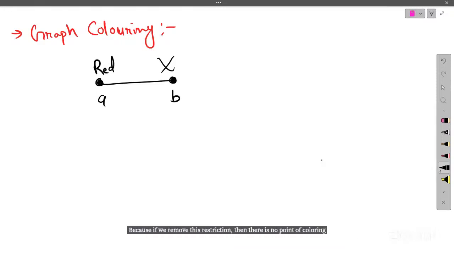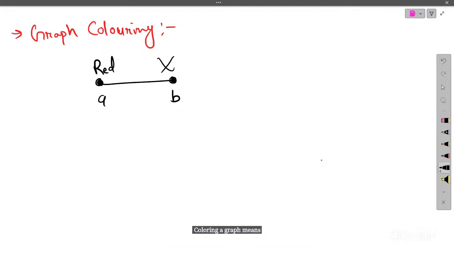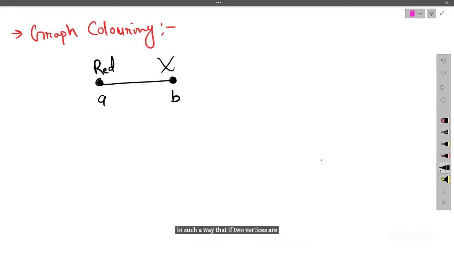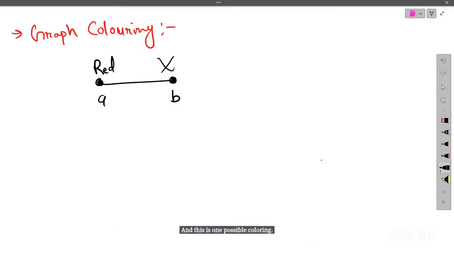So graph coloring means coloring the vertices. We have to associate a color to each vertex in such a way that if two vertices are adjacent to each other, they should take different colors. Now the question is, we can use the same number of colors as the number of vertices. If for each vertex we assign a distinct color, that is one possible coloring. So the question becomes, what is the minimum number of colors we need to color a graph? This minimum number of colors is what we want to find.